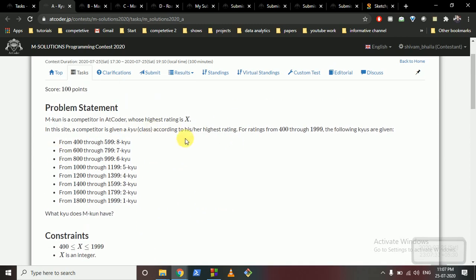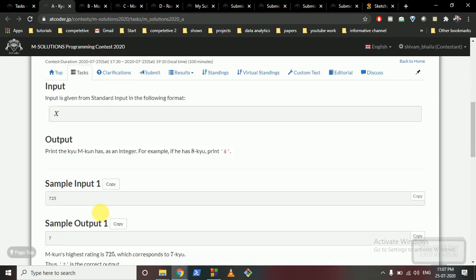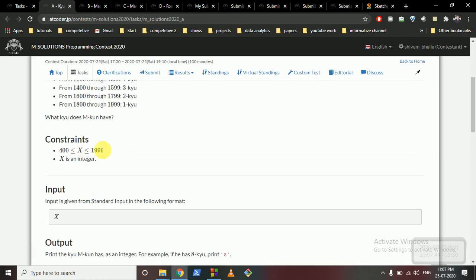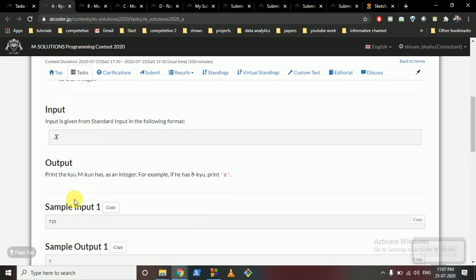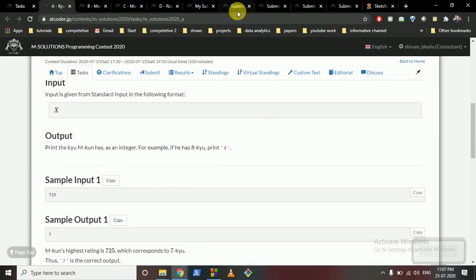You just take the input of X and see in whichever range that X lies, just output the corresponding number. So let's assume that the number is 725. So it lies in this range because it's smaller than 799. It is 7 KYU, so the answer is just 7. So that's a simple question.